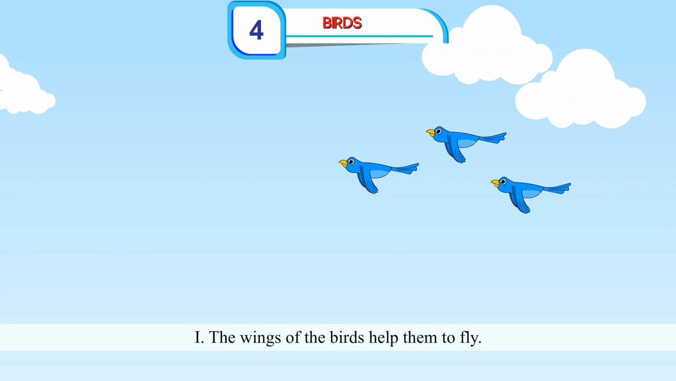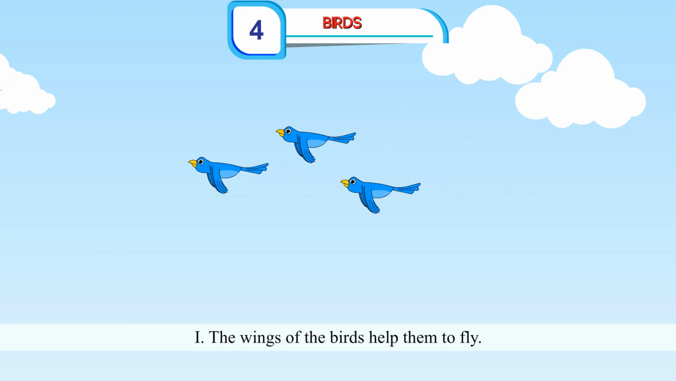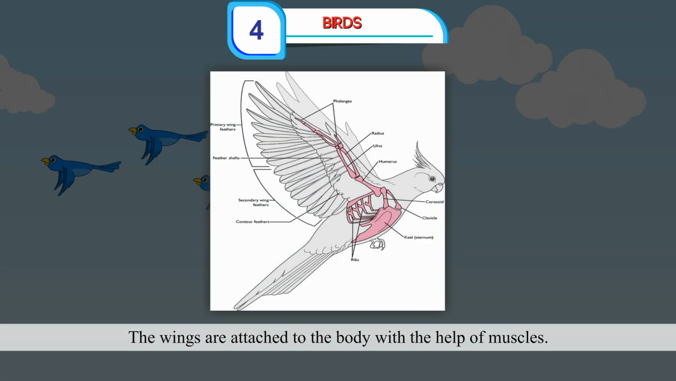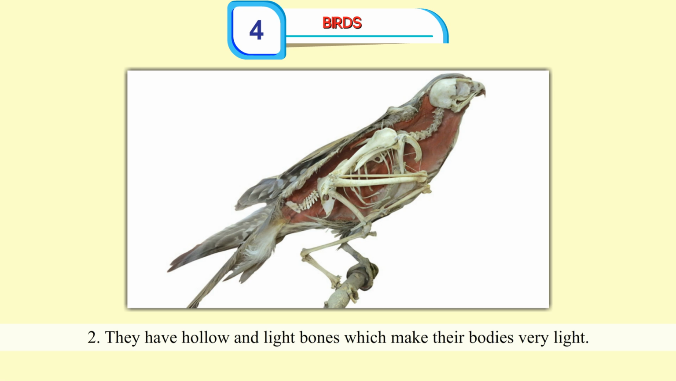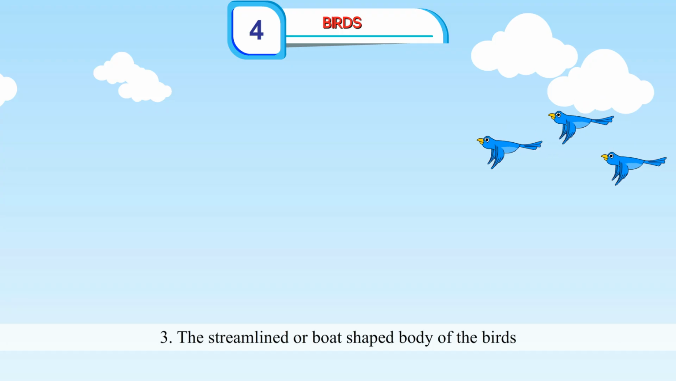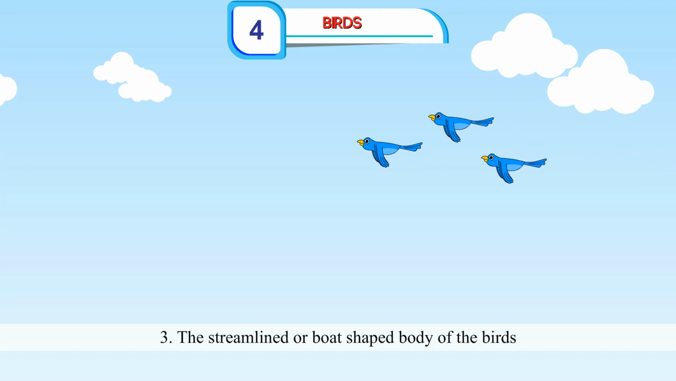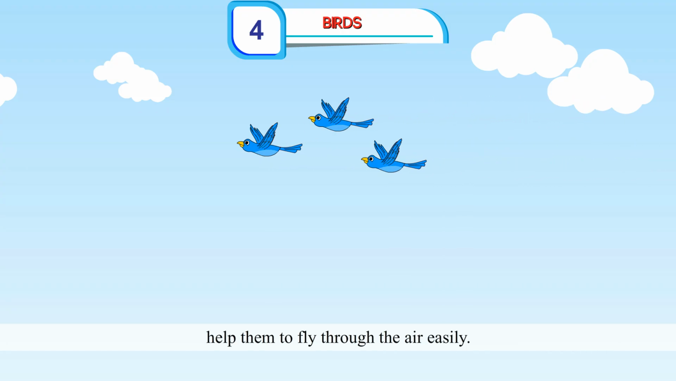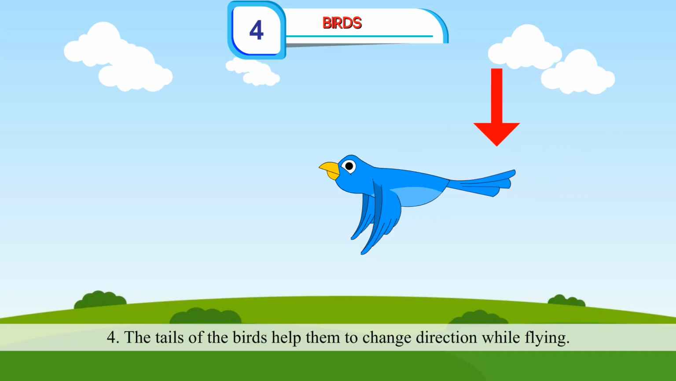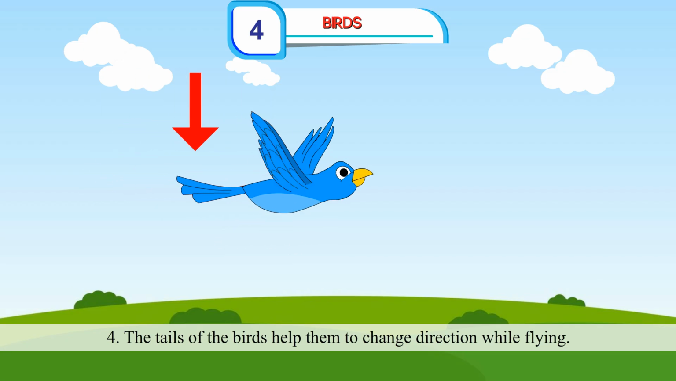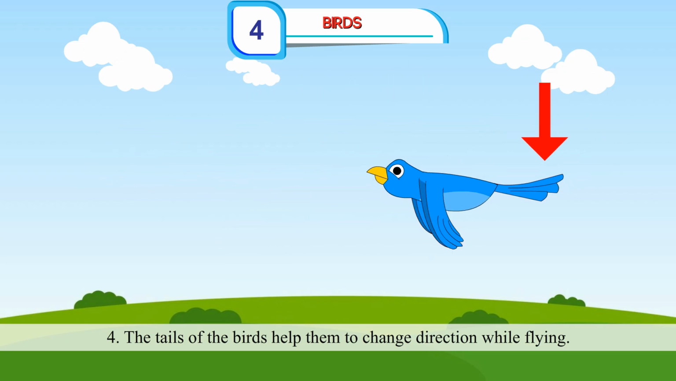1. The wings of the birds help them to fly. The wings are attached to the body with the help of muscles. These muscles help the wings to move. 2. They have hollow and light bones which make their bodies very light. 3. The streamlined or boat-shaped body of the birds helps them to fly through the air easily. The tails of the birds help them to change direction while flying.